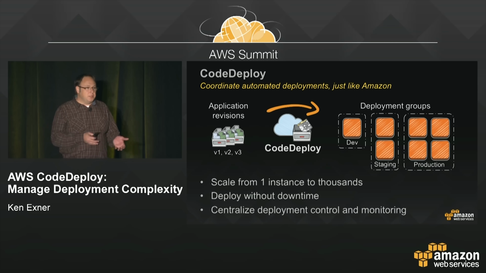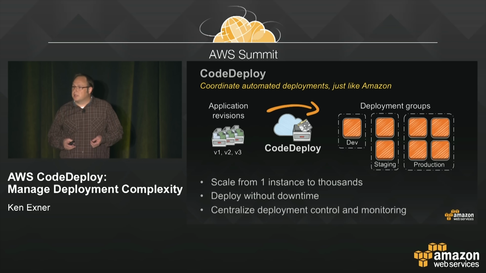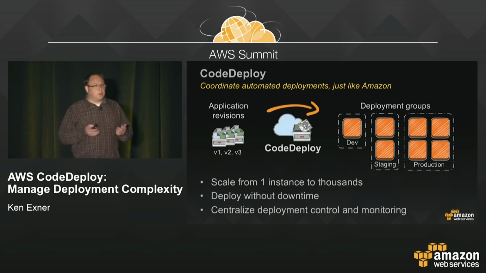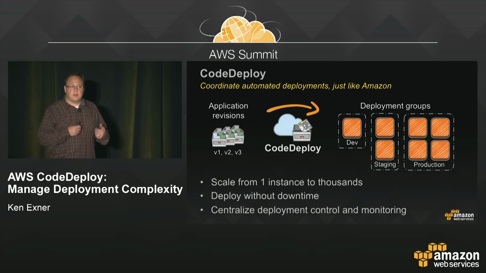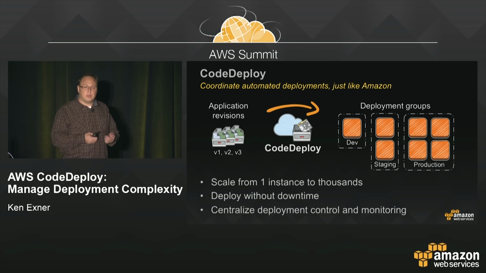All you need to do to use CodeDeploy is you teach it how to deploy to one instance, and then it'll take care of doing that across any number of instances. So you can deploy to hundreds or thousands of instances the same way as you would one. You can also deploy without downtime. You'll take advantage of a lot of the techniques that Amazon learned over the last dozen years about how to do rolling deployments and how to mitigate any impact to customers during a deployment.